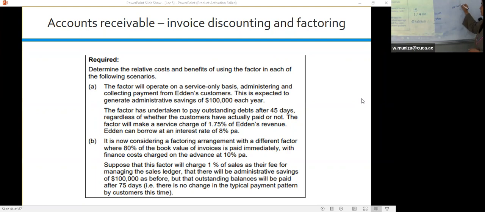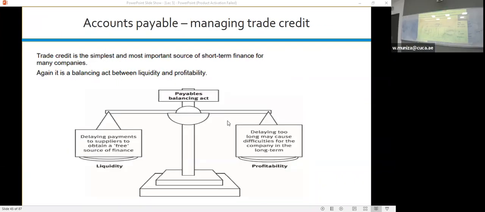So net cost is there? Yes, net cost can also be. How much? 424,000 minus 311,200. I mean, cost is 424,000. Do you get the net benefit or net cost? Cost. Okay, how much? 112,800. 112,800. Okay. Now, Payables Balancing Act.